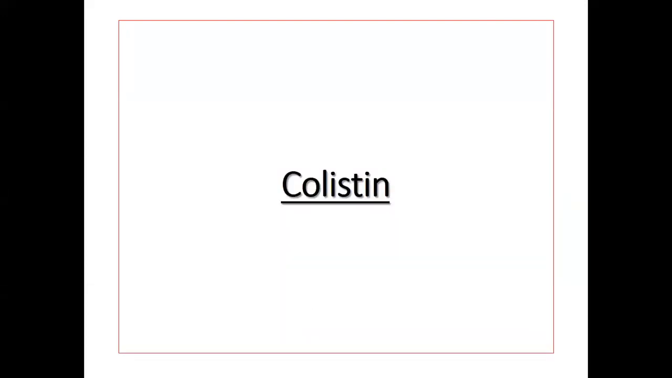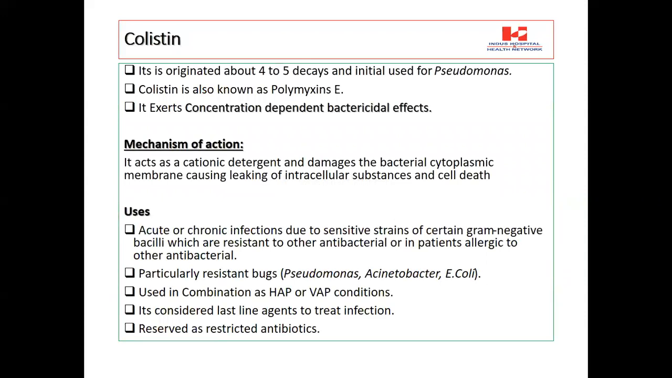Another class, cell membrane inhibitors, are the polymyxins, for example colistin. It originated about 4 to 5 decades ago and was initially used for Pseudomonas. Colistin is also known as polymyxin E. It exerts a concentration dependent bactericidal effect.